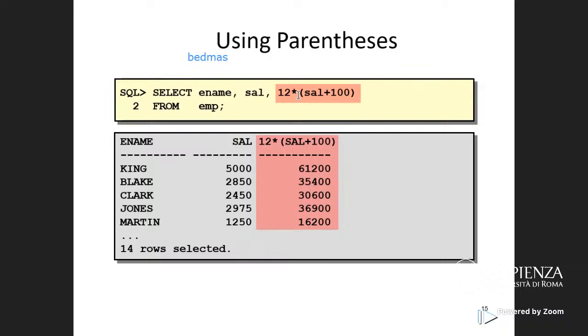Okay, so now let us follow the order of operations. If we are following this order of precedence, the first thing is to do 12 multiplied by the salary. Just the order of precedence. 12 multiplied by 5,000, how much is that? 60,000. Plus 100, how much is that? 60,100.